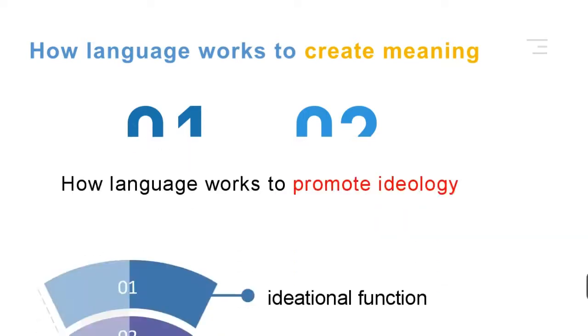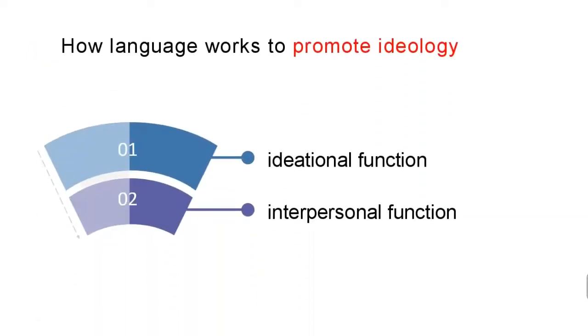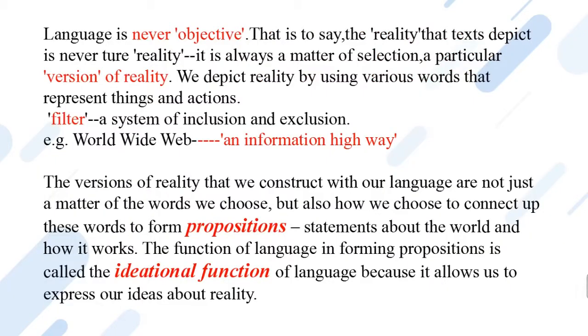The second aspect, how language works to promote ideology. We must know two functions of language, the ideational function and the interpersonal function. Before we know the ideational function, we must know some basic ideas about language. Language is never objective. That is to say, the reality that a text depicts is never true reality. It is always a matter of selection, a particular version of reality. We depict reality by using various words that represent things and actions. Language is basically a filter, a system of inclusion and exclusion.